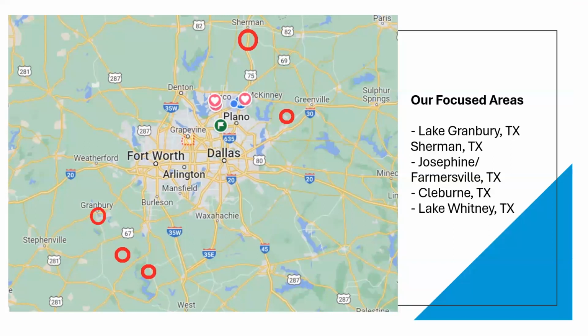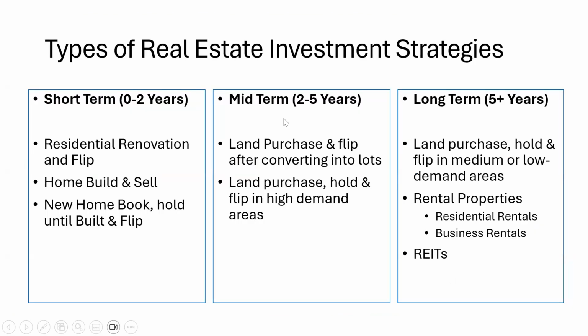So these are my focus areas where I suggest real estate investments. This is south of Sherman, Granbury. This is Claiborne. Claiborne is the southmost suburb of Fort Worth. You have White Bluff Resort neighborhood, which is on the north of Lake Whitney. While you are going towards Austin, you can find this one. Then Josephine Farmerville area, which is getting popular. A lot of things are going on.